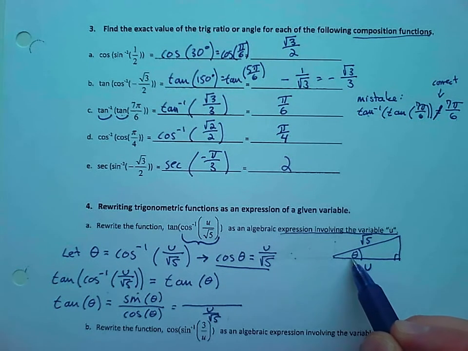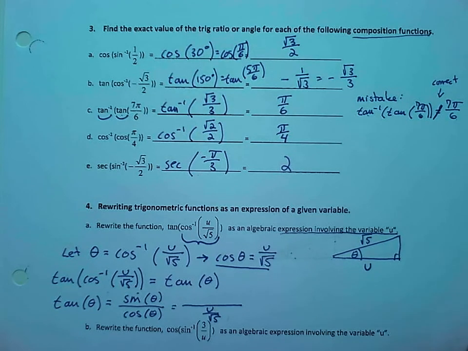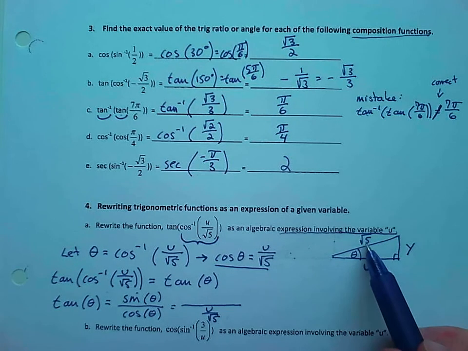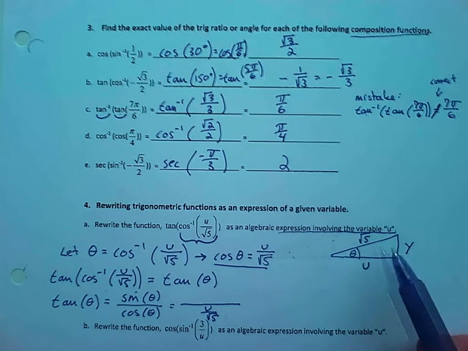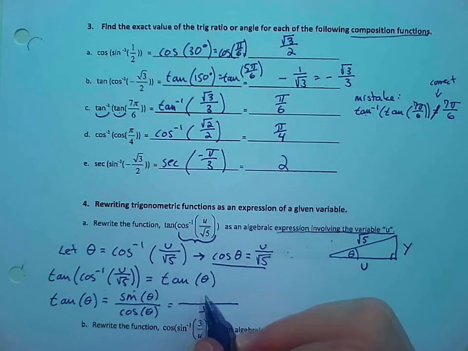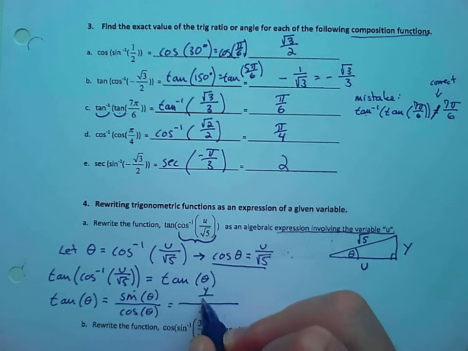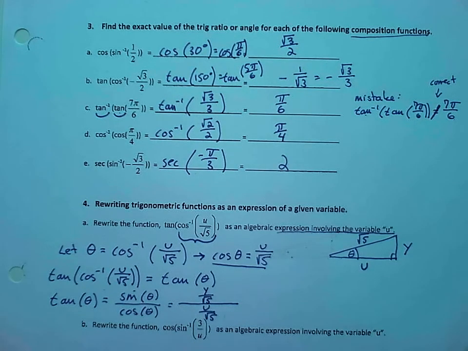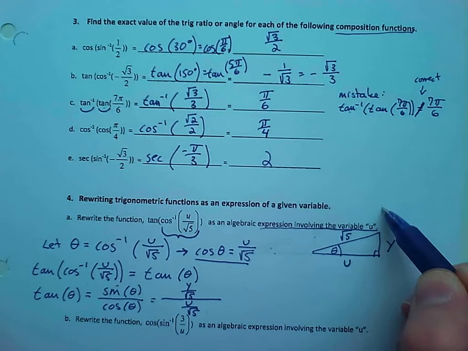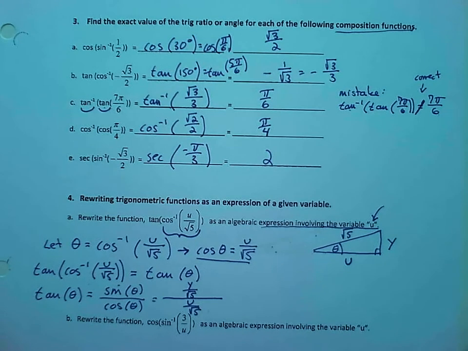Alright, so here if we want to take the sine of theta, it is equal to opposite over the hypotenuse. So the opposite over the hypotenuse is going to become y divided by the square root of 5. But we want to express y in terms of u, because here we're trying to get the expression in terms of the variable u. So let's think about this here.